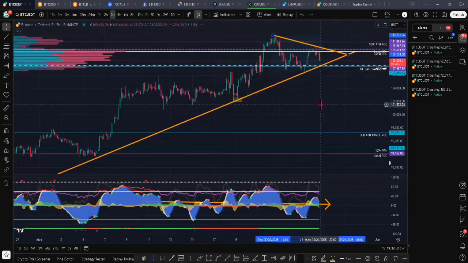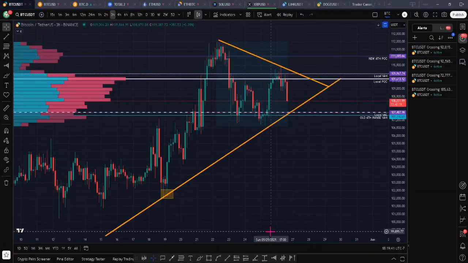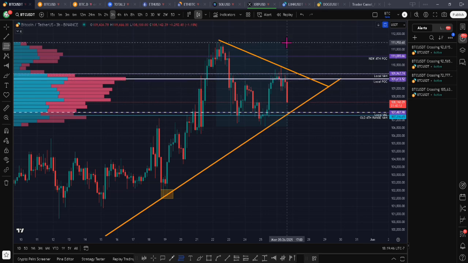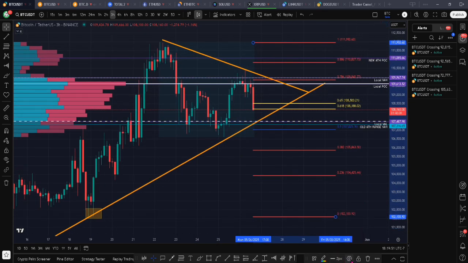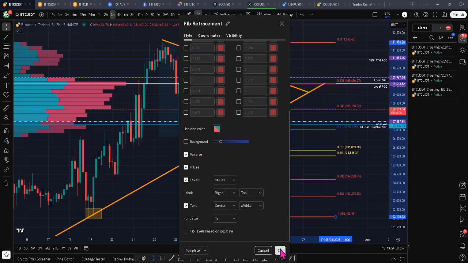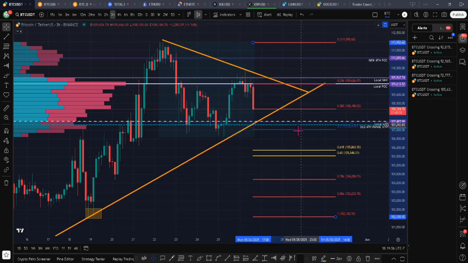And where would our pullback usually be? Our pullback would usually be 618. We could take from the top of this level to the very next level right here, where we started our uptrend. You're going to want to write this stuff down if you're learning how to trade, if you're mastering your trading.